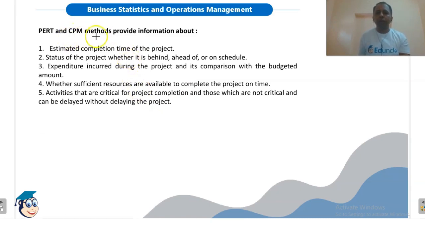Now, CPM and PERT methods provide some information like the estimated completion time of the project, in what time we can complete the project, the status of the project, whether it is behind, ahead, or on schedule, the expenditure incurred during the project and its comparison with the budgeted amount, whether sufficient resources are available to complete the project on time, and activities that are critical for project completion and those which are not critical and can be delayed without delaying the project.